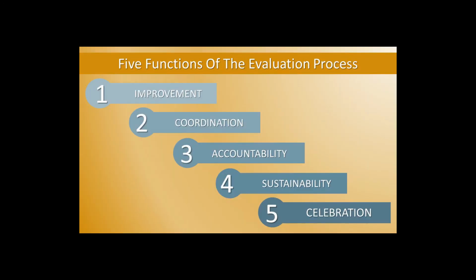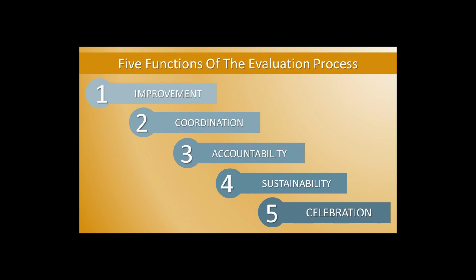There are 5 basic functions of a coalition's evaluation process. Improvement helps the community build skills and improve its health. Coordination involves communication between diverse partners, knowing what everybody is doing and keeping them engaged over long periods of time. Accountability involves tracking the value added. Sustainability is a long-term goal.